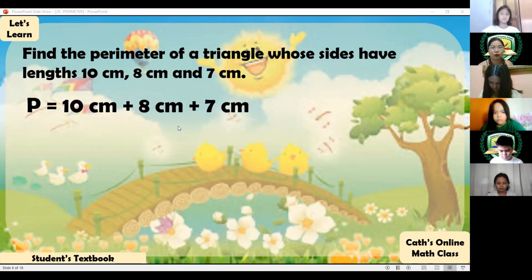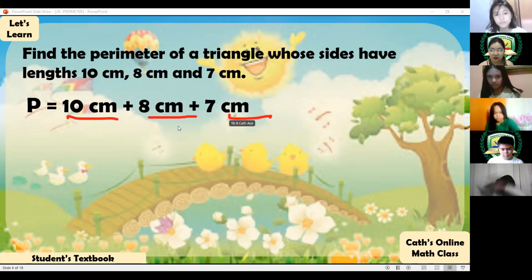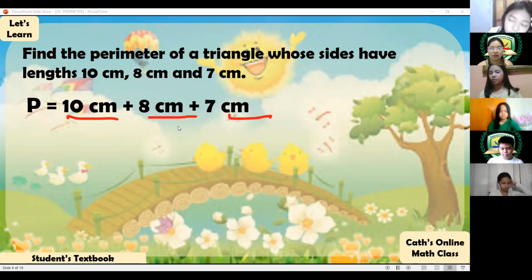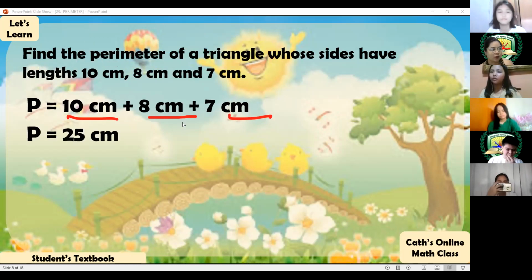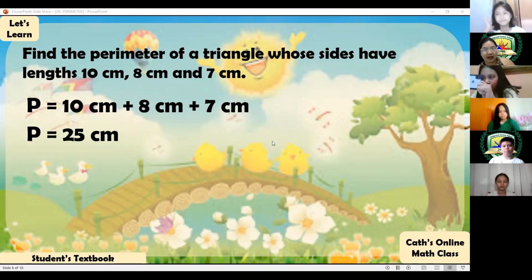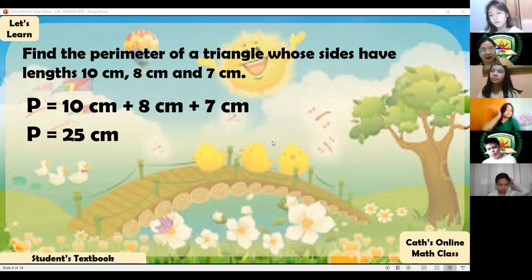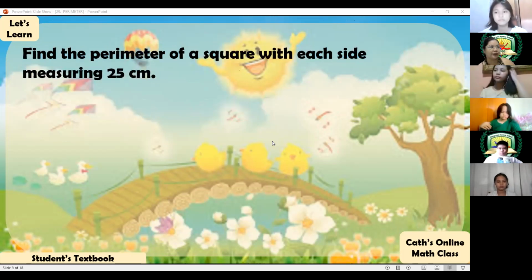Okay, so what are we going to do? We just need to add all of the sides of a triangle. Remember, kapag ang triangle, kailangan may tatlo. Pag dalawa lang yan, hindi yan triangle. Okay? You understand? So what is the perimeter of this triangle? 25. 25 cm. Do you understand? Yes. Dali ba ang pagsukat ng perimeter? Opo.